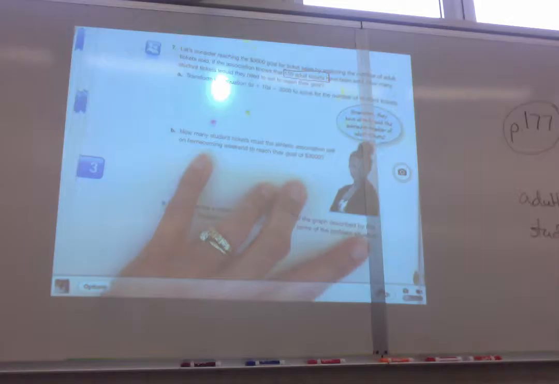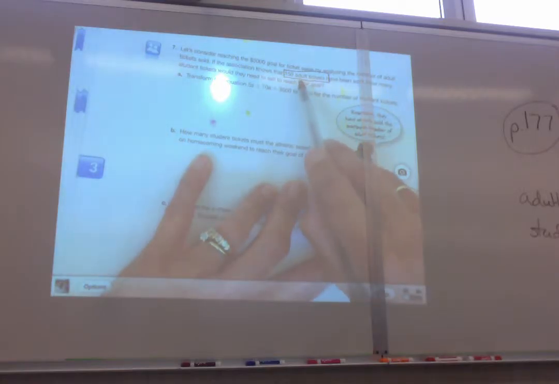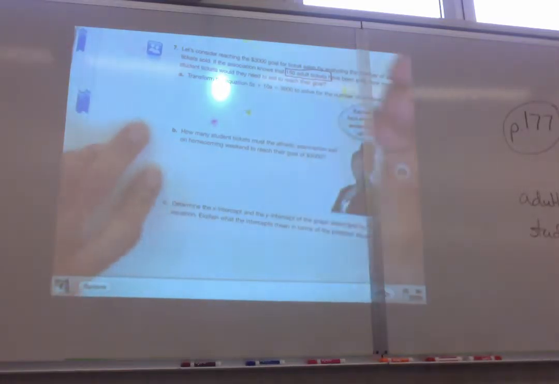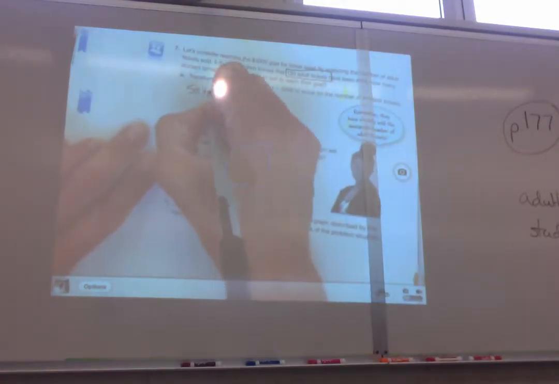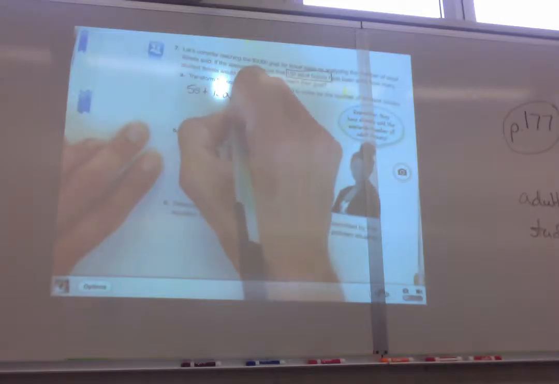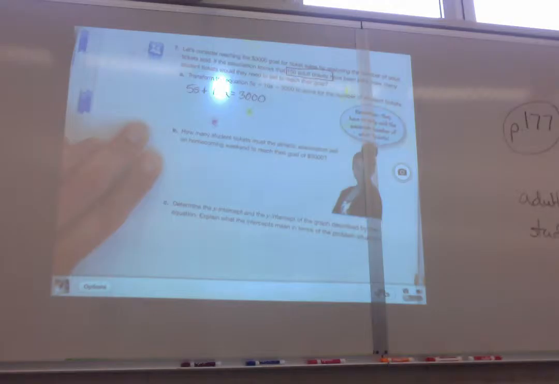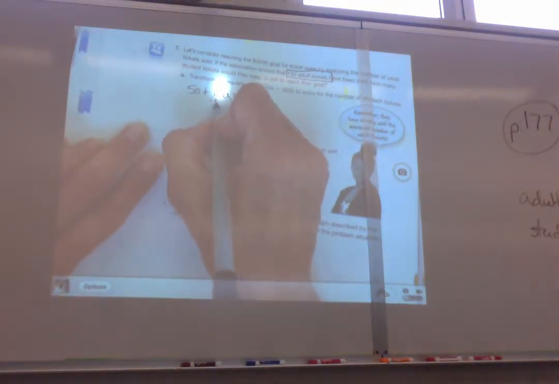Transforming the equation is our first task. The last time they transformed the equation, what letter did they get by itself? A. This time we know A, so what letter do we want to get by itself? S. So we'll start with the original equation. Please write this down. We want to get S by itself, so this time I'm going to subtract the A.